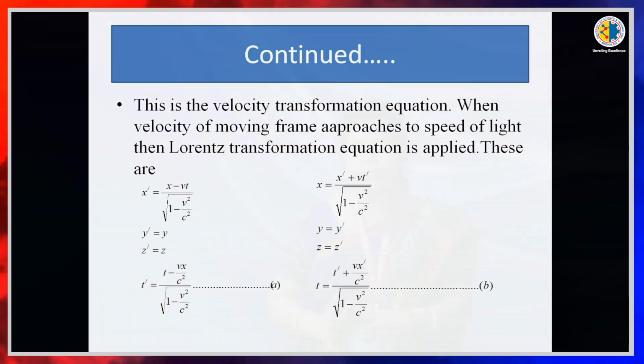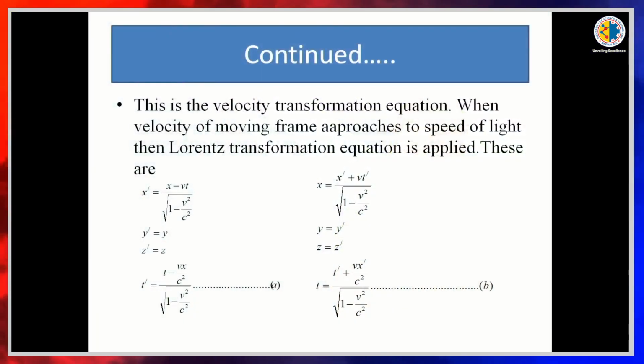Now, there is a question: what is the difference between the Galilean transformation equation and the Lorentz transformation equation? As you know, the Galilean transformation equation is considered for low velocity. When velocity is very small in comparison with the speed of light, then the Galilean transformation equation is applied. But when the velocity of the moving frame approaches the speed of light, then we consider the Lorentz transformation equation, and in this situation only the Lorentz transformation equation is applied.